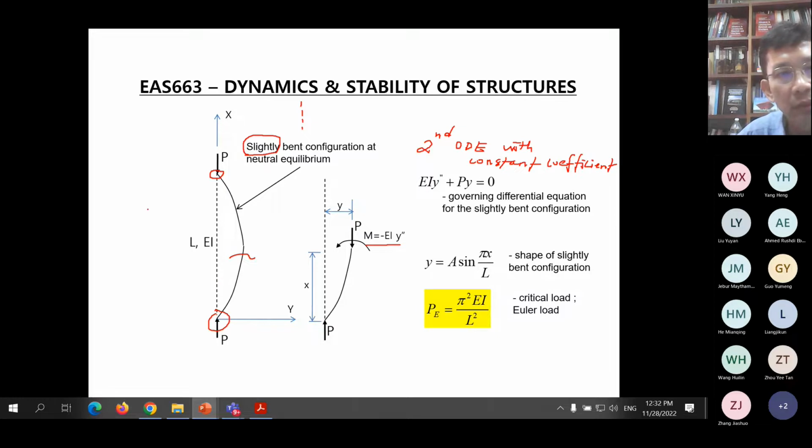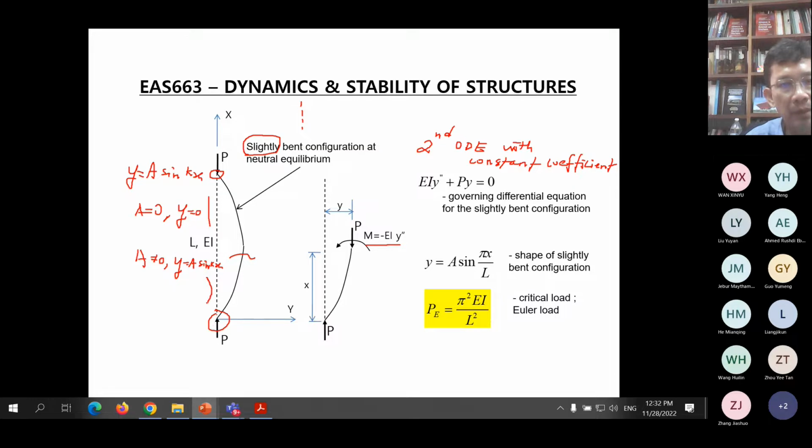If A is equal to 0 in the equation Y is equal to A sine KX, then you get Y equal to 0, which means you get the straight position of this column. If A is not equal to 0, then Y is equal to A sine KX, which gives you the slightly bent configurations. So that is the meaning of A here, A equal to 0 or A not equal to 0.